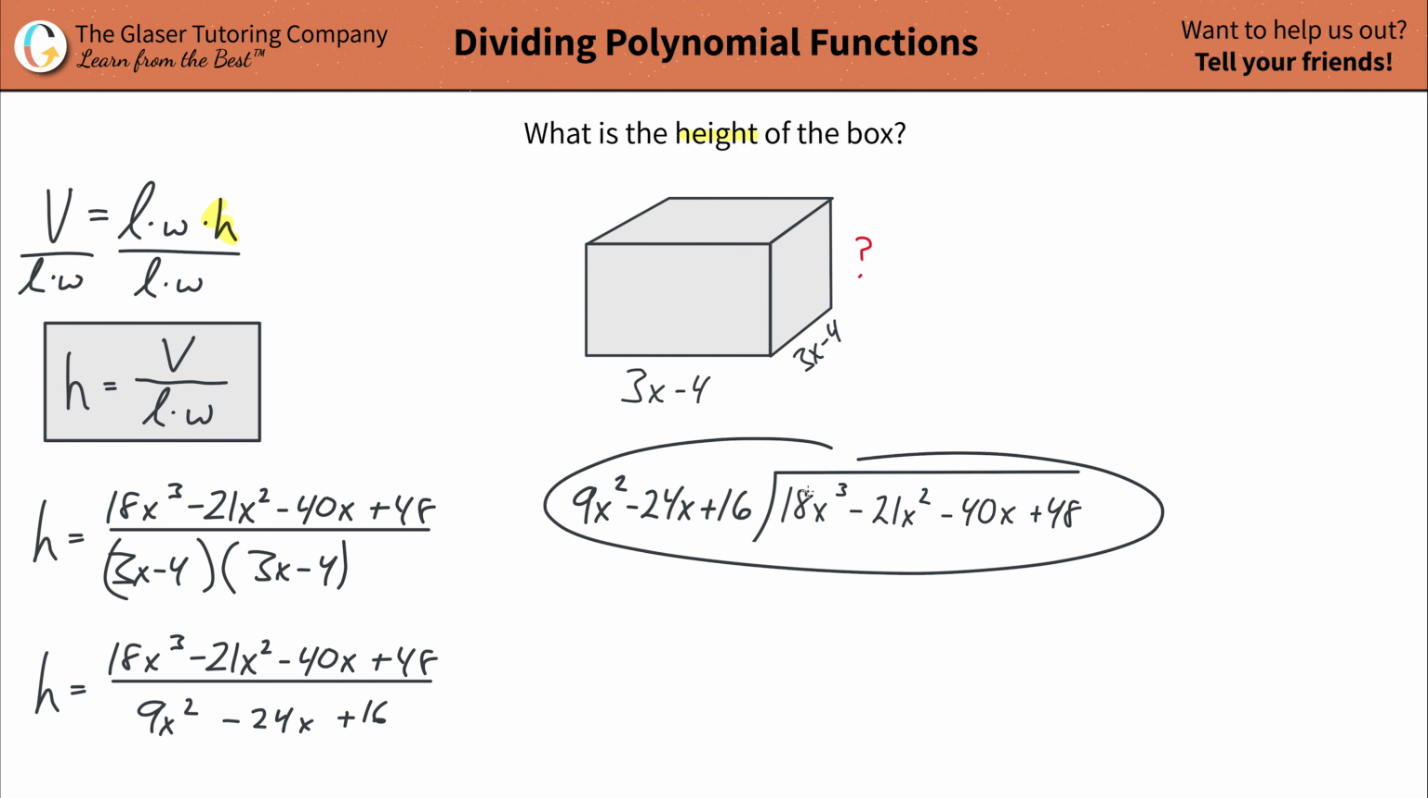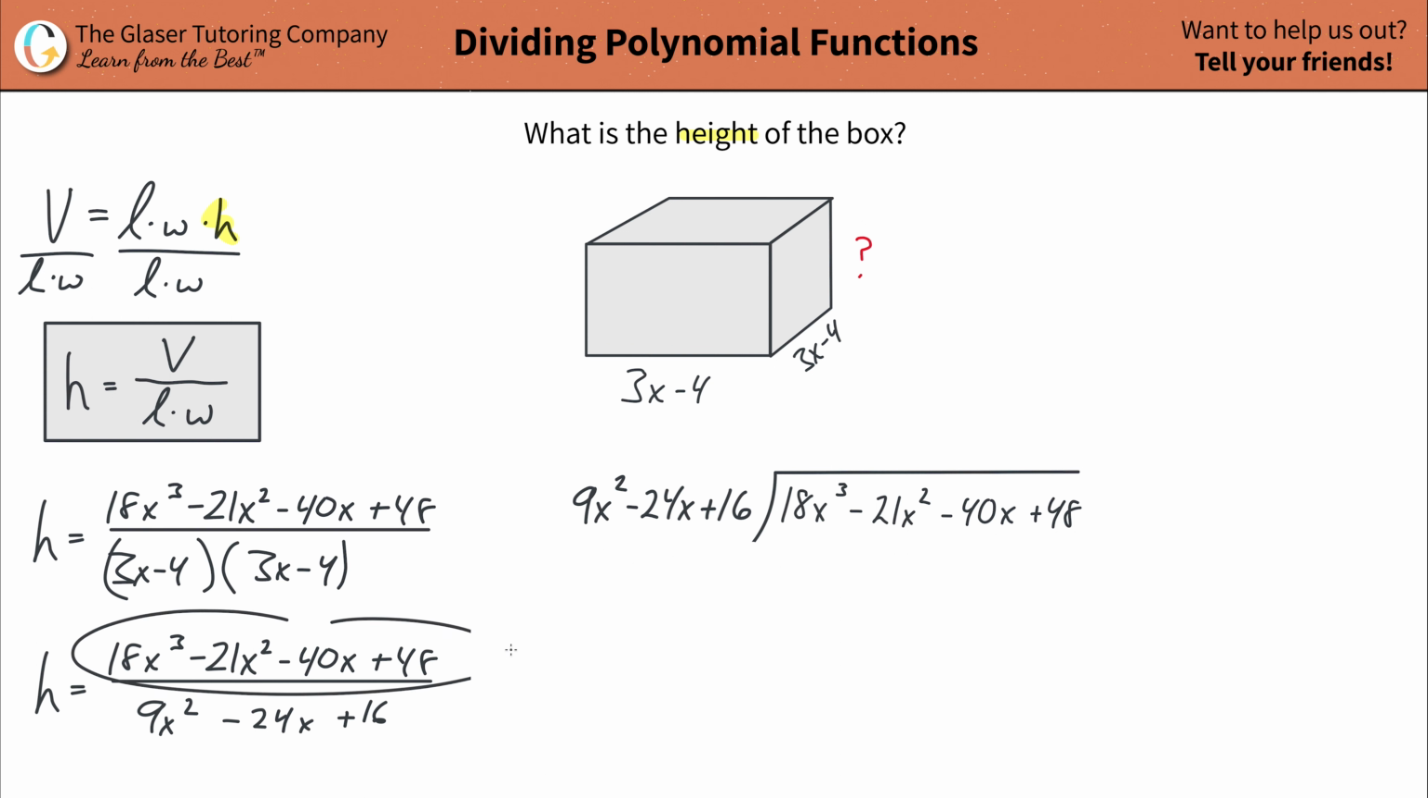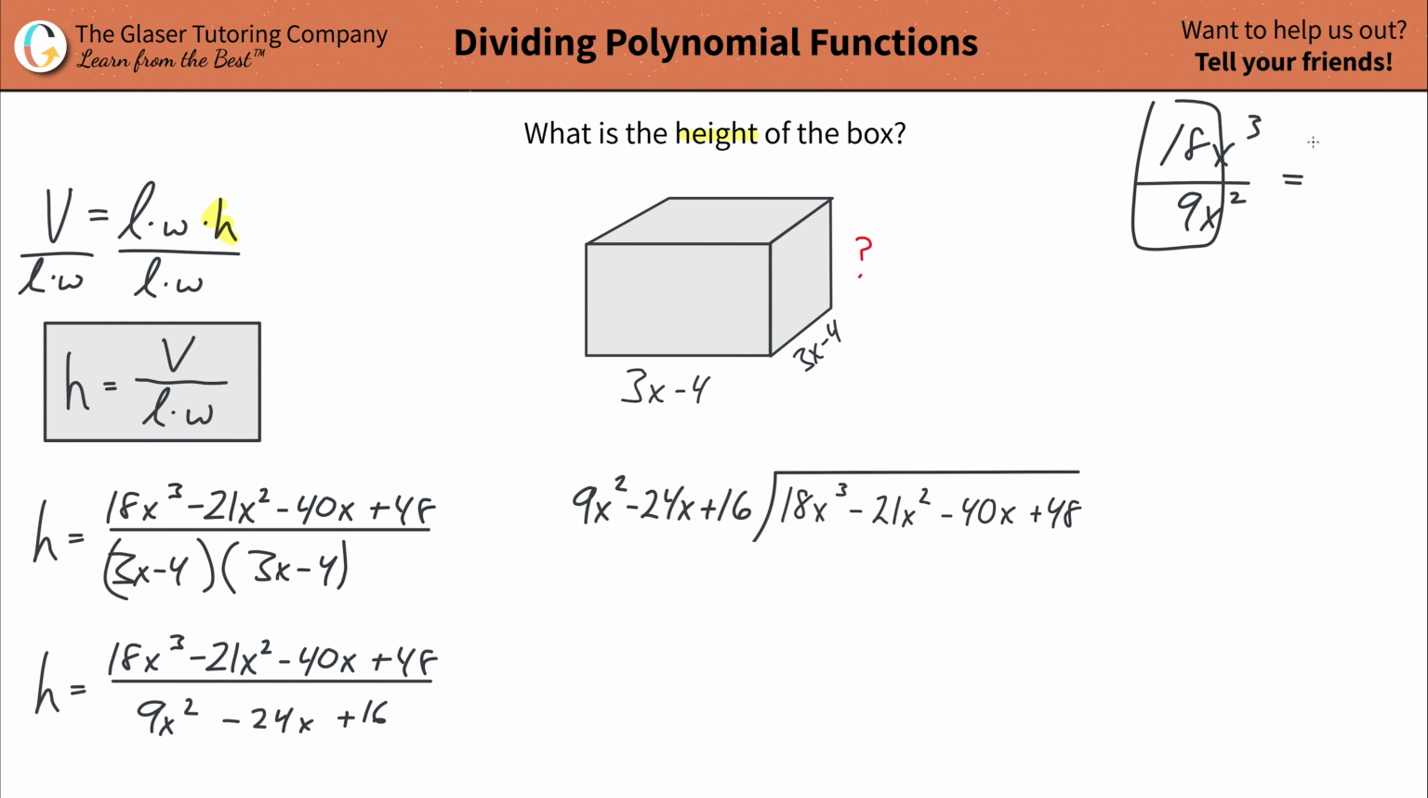So what we have is we take the numerator and plug it inside the division symbol, and then the denominator goes on the outside. What I now need to do is figure out how many times the leading term of your divisor fits into the leading term of your dividend. In other words, what we're setting up is 18x cubed divided by 9x squared. So you do 18 divided by 9, which is 2, and x cubed divided by x squared, which is simply x. Whatever you come up with, this value of 2x is going to be the quotient.